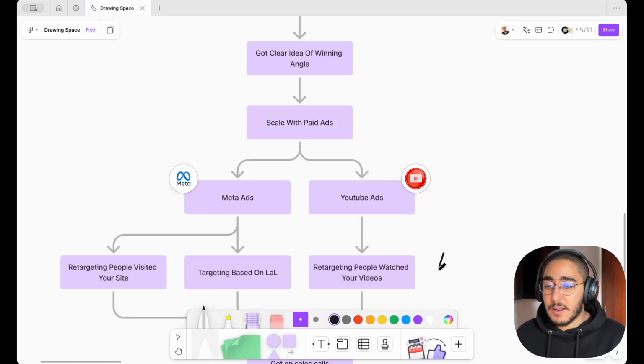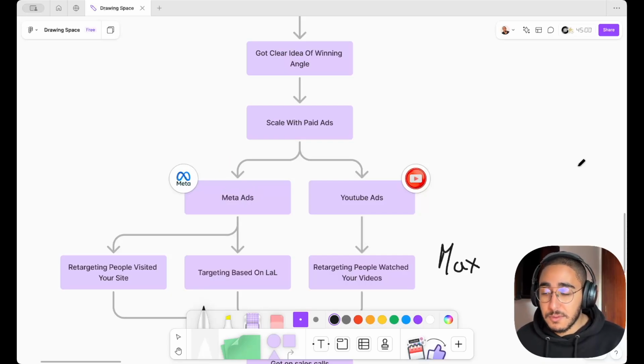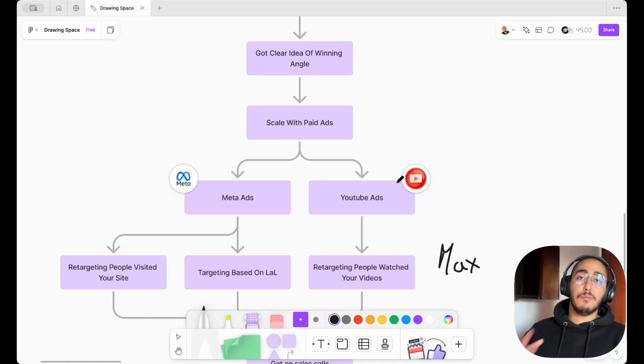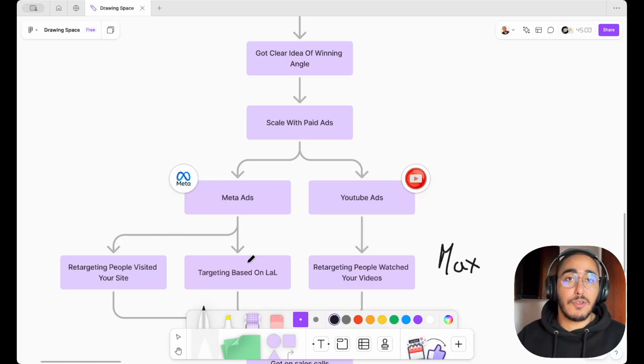This way you can maximize your budget on both platforms. So whether you choose to go with one or both, you can maximize your budget because you know that your money is going to be spent on people who actually interacted with your content, with people who visited your website, and with people who look exactly like your clients or your potential leads.